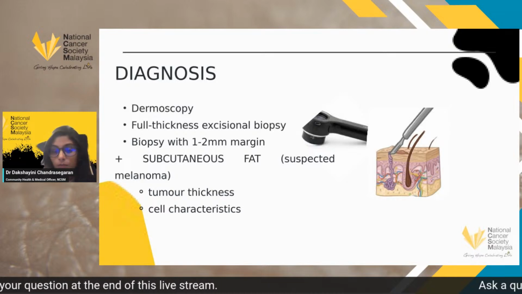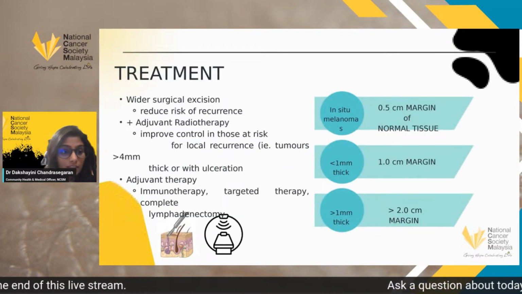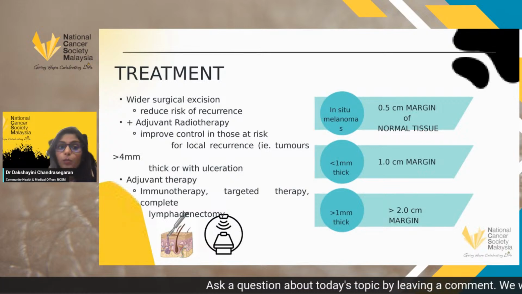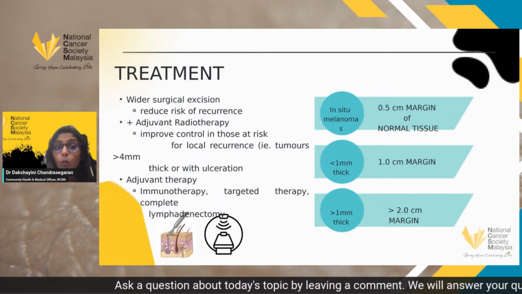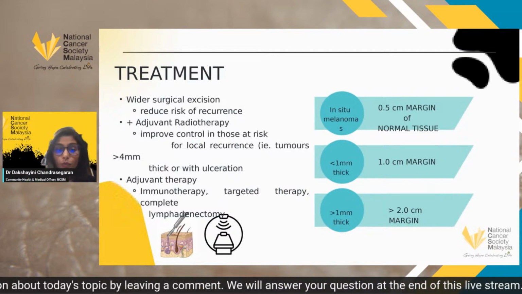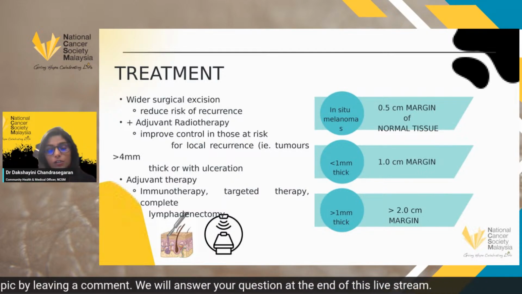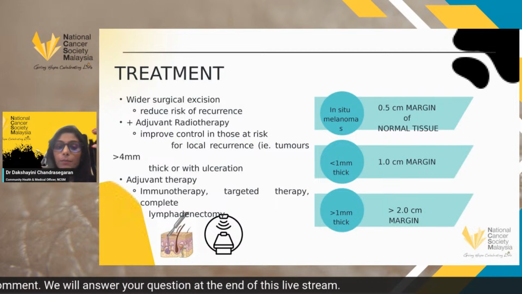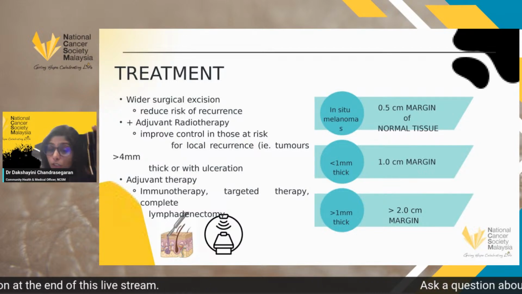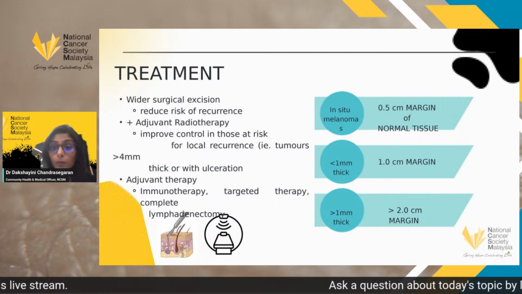So next, if melanoma is confirmed, we would go back in to do a wider surgical excision. This is to reduce the risk of recurrence. From this table, you can see, based on how much the tumor has spread, how much normal tissue you would need to excise along with the tumor.